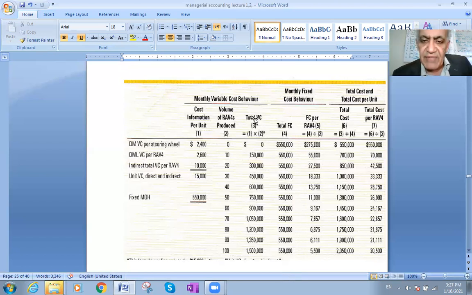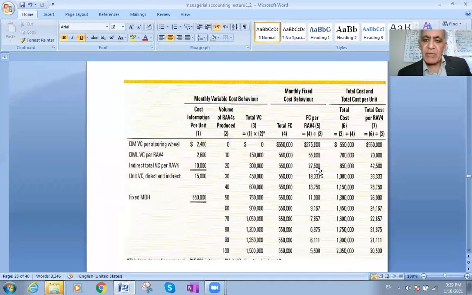So now I have the variable costs and the fixed costs. Now it's time to calculate the next column. On column number 5, how did I get these numbers?